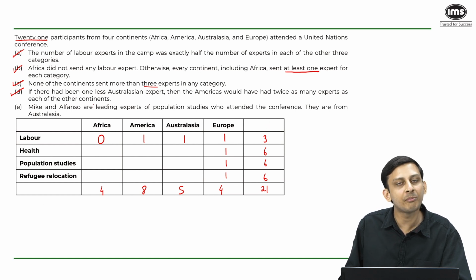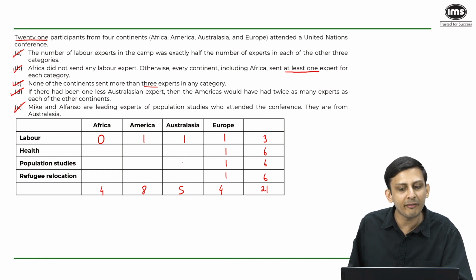And now we come to the last point. Mike and Alfonso are leading experts of population studies who attended the conference. They are from Australasia. So this is telling us that from Australasia, we have at least 2 people attending the conference with respect to population studies. And therefore, Australasia and population studies will be either 2 or 3. It cannot be 1 because we have 2 people, Mike and Alfonso. So it can be 2, but there might be 1 more person also who has not been named here. So we'll consider the possibility of 3.